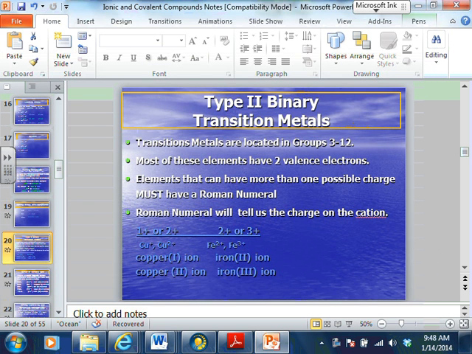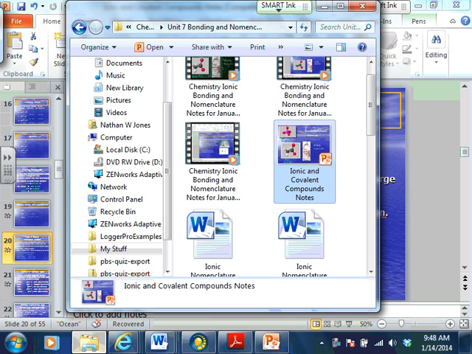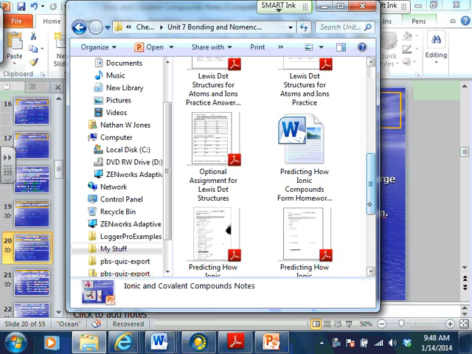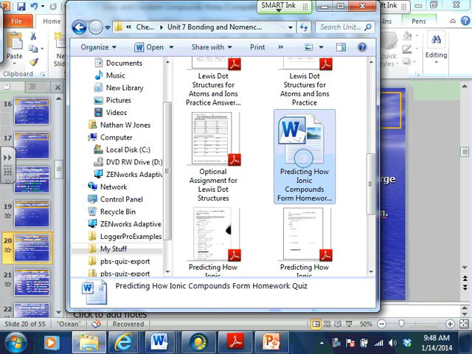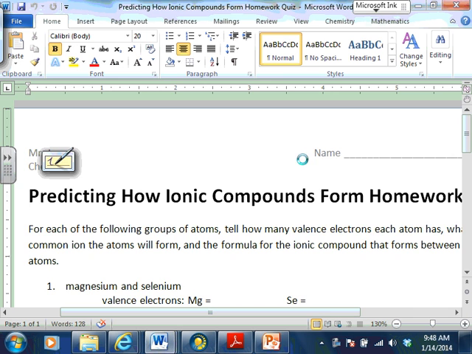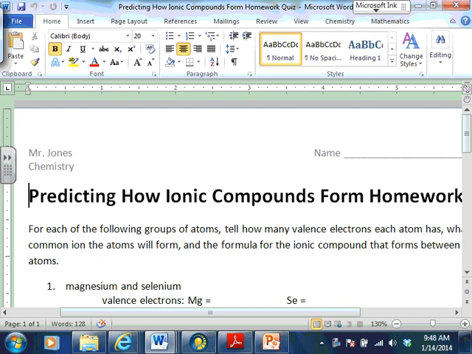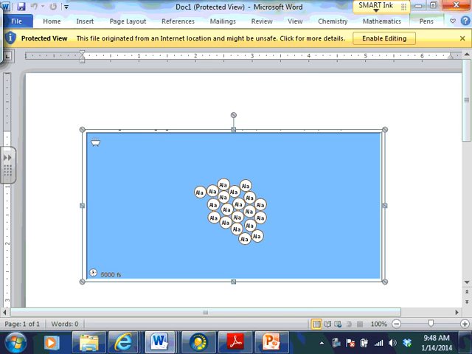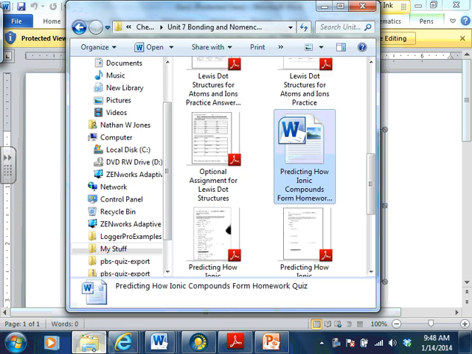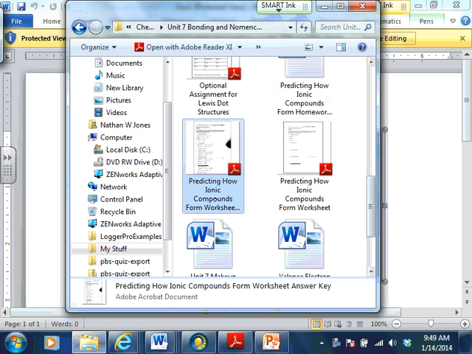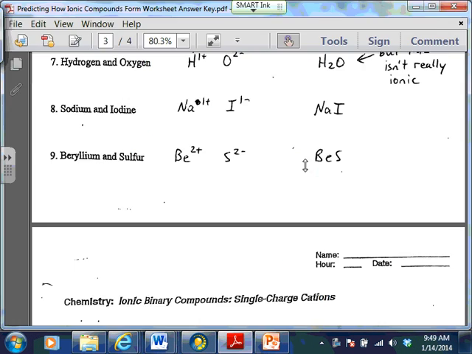So let me show that to you on your worksheet here, which was this one, I think. Is that the answer key or is that the actual? No, the answer key is the PDF. Okay. No, that's the quiz we just took. That's the answer key. Okay, here it is.